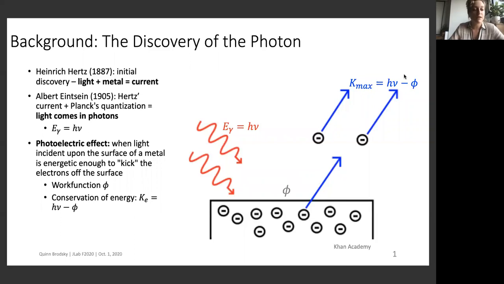And basically, if we use the conservation of energy, we can calculate that the maximum kinetic energy of a photoelectron is given by K equals h nu minus phi, where nu is the frequency of the light. And this was discovered by Heinrich Hertz in 1887, and Einstein in 1905 took Hertz's results and combined it with Planck's idea of quantization to formulate the idea that light comes in photons, which is quantized in packets of energy as h nu, where h is Planck's constant.